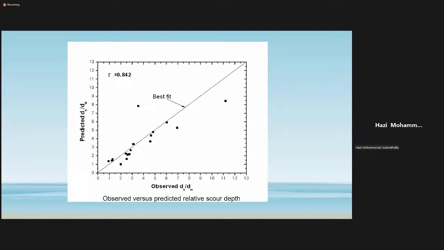So you must go for either neural networks or fuzzy logic, ANFIS, or gene expression programming, since this regression equation is giving this. Okay, this is the data, in the case of observed scour depth. Okay, next please.